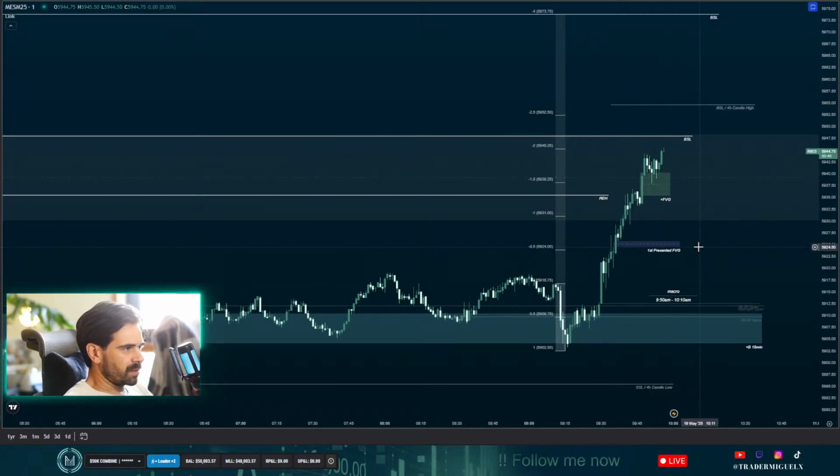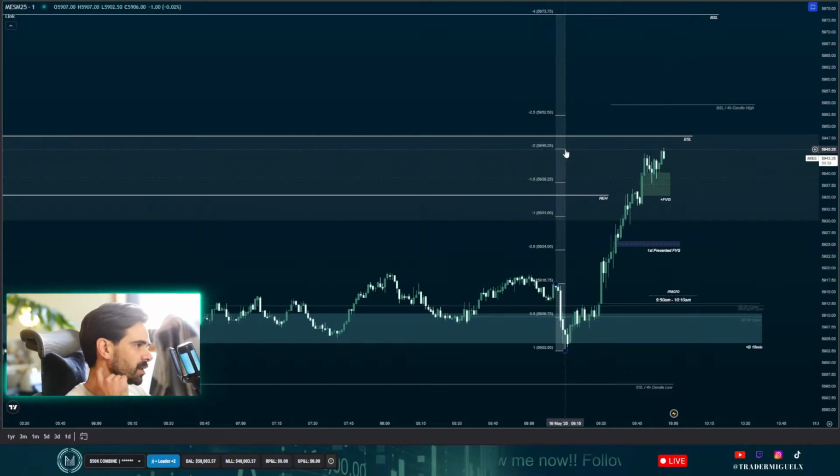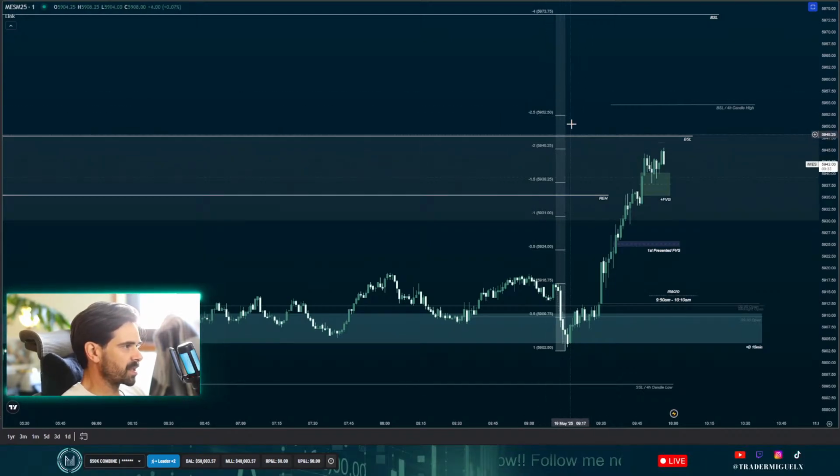The price is still trying to reach for buy side liquidity. We are right at the -2 standard deviation. So I'm kind of expecting a retrace in between these two deviations. A retrace can eventually be expected.